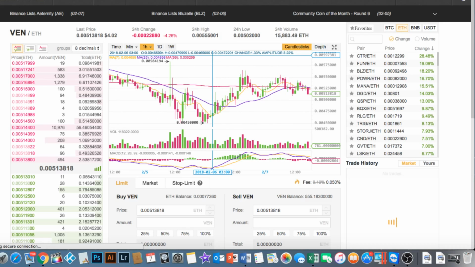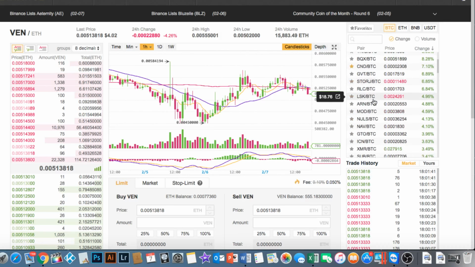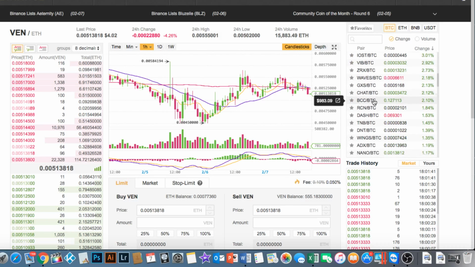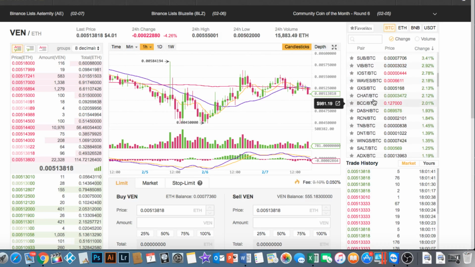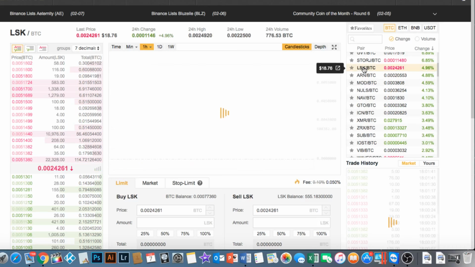Once you have some Bitcoin, we're going to go to an exchange, and we're going to buy some cryptocurrencies. And this is how we're going to do it. Basically, we're going to make sure that we're on the BTC market. So right here, we're going to go to BTC, make sure we're on Bitcoin, and we're going to pull up one of the cryptocurrencies. They're all right here. So let's just say, for example, that we want some Lisk, okay?